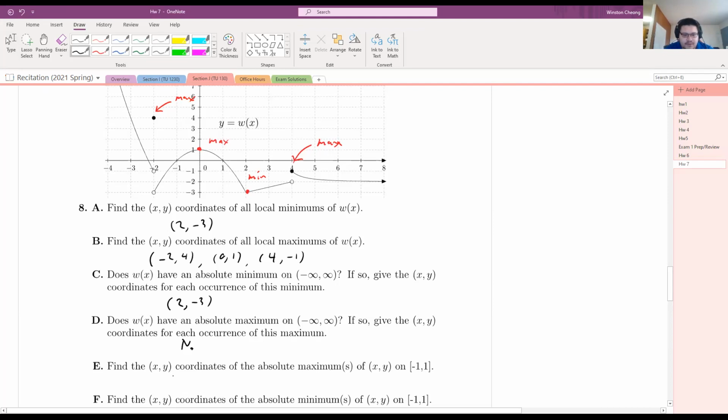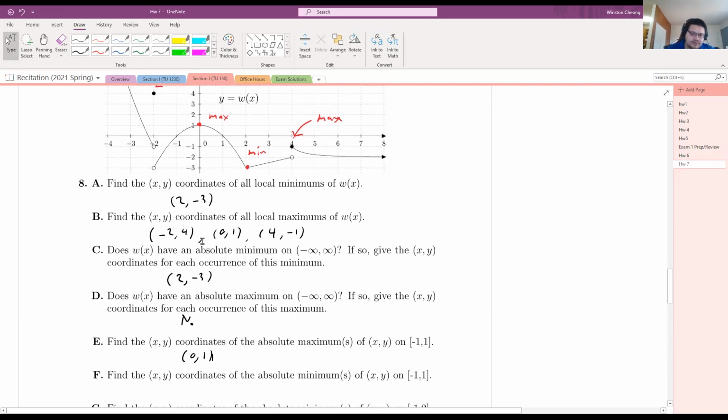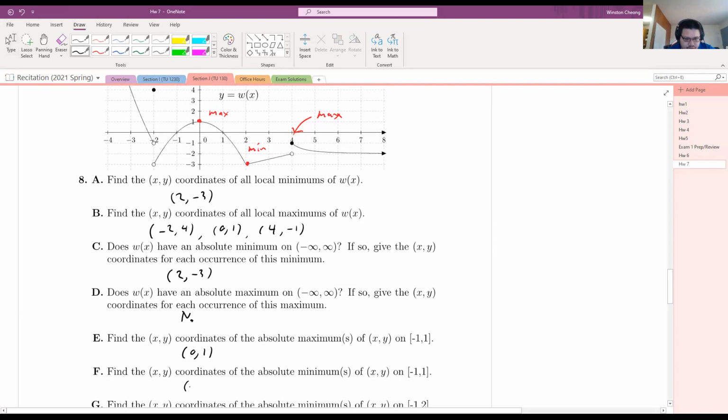So the maximum is at (0, 1), and the minimum is obtained at -1 and also at 1. So we have those two coordinates, (-1, 0) and (1, 0).